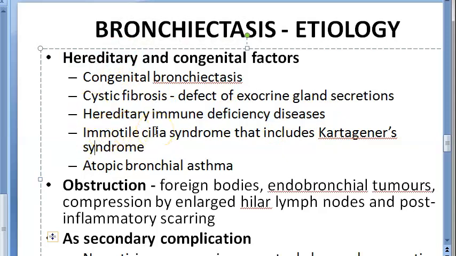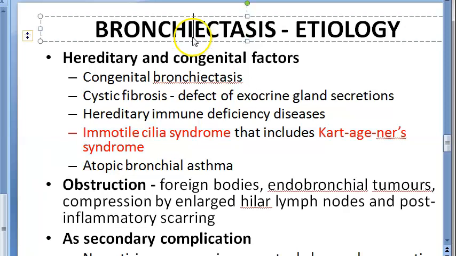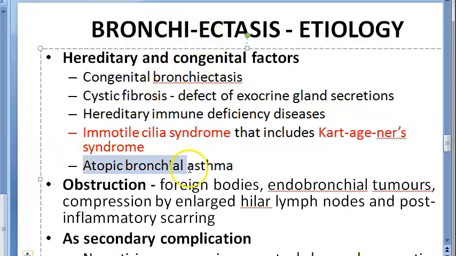Immotile cilia syndrome. This immotile cilia syndrome means, example is Kartagener's. You can remember like this if you want the spelling, Kartagener's syndrome. So basically here the cilia, they cannot beat properly. So when they can't beat properly, they cannot clear the airways, correct? So there can be infection, obstruction, etc., which can lead to bronchiectasis. Okay. Atopic bronchial asthma. Atopic bronchial asthma means what? They have a lot of allergies, right? So they can have bronchiectasis.